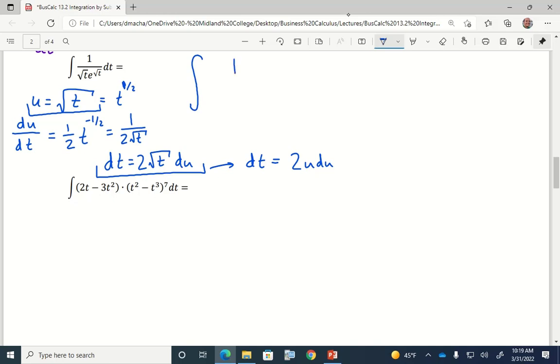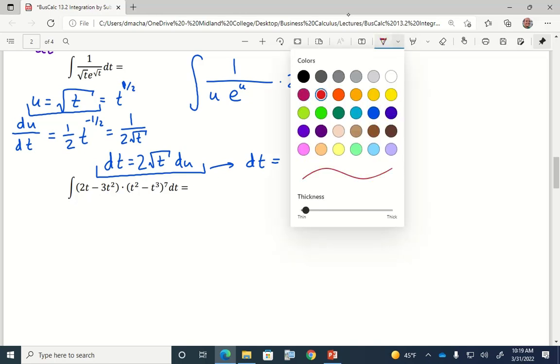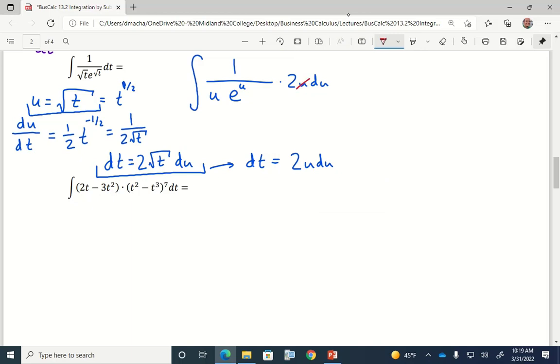Yeah, so that's just going to make this a little bit less confusing whenever I go to write this. So I have 1 in the numerator. In the denominator, I have square root t, which is a u, times e to the power square root t, which is another u. And then I have times dt, which is 2 u du. So I see a u in my numerator, boom, a u in my denominator, boom, those cancel. And I'm simplifying. I can bring the 2 outside of the antiderivative. So I write 2 antiderivative. I would write 1 over e to the u, but an e to the u in the denominator is like having an e to the negative u in the numerator. And so that's why I write this.